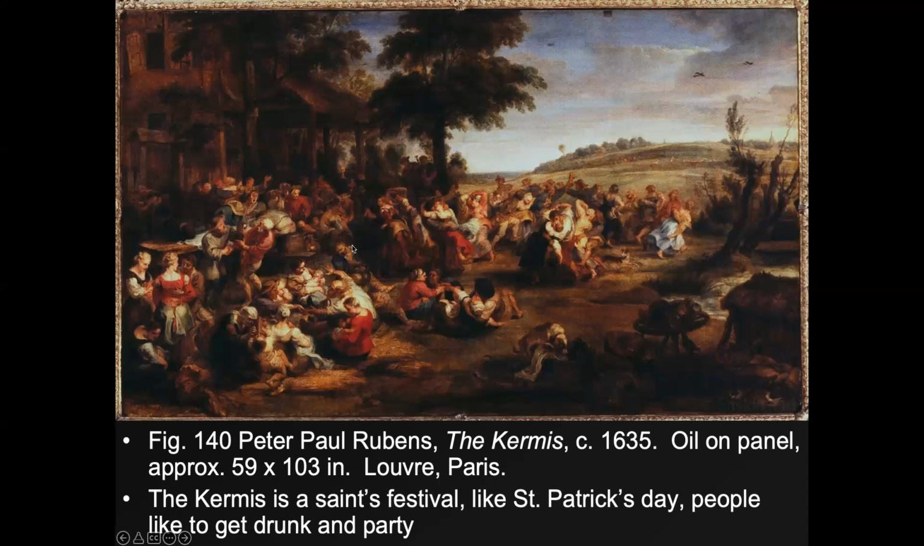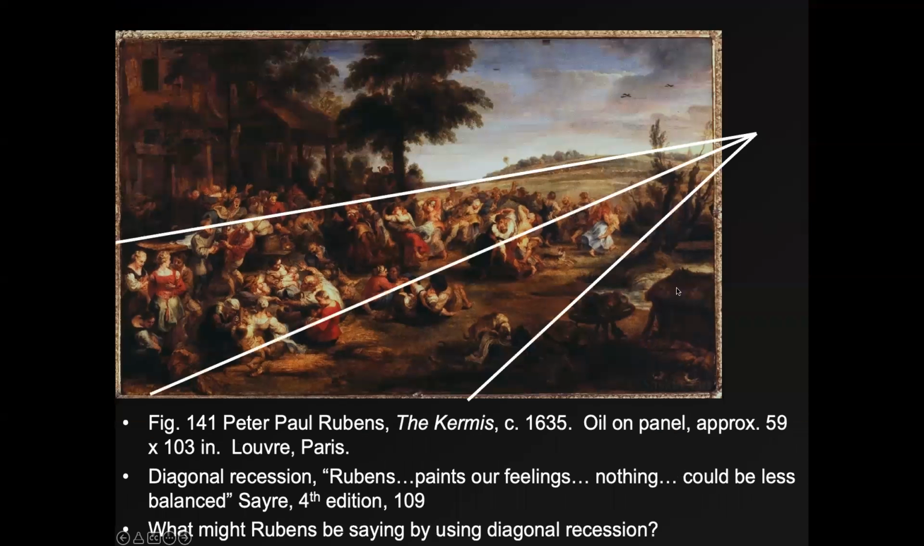So Peter Paul Rubens, who was wealthy and made paintings for the wealthy, puts his vanishing point off of the frame. So it gives this idea that this type of behavior, people having fun and drinking and being merry during the kermis, is something that puts them off balance. So we can see that right there.